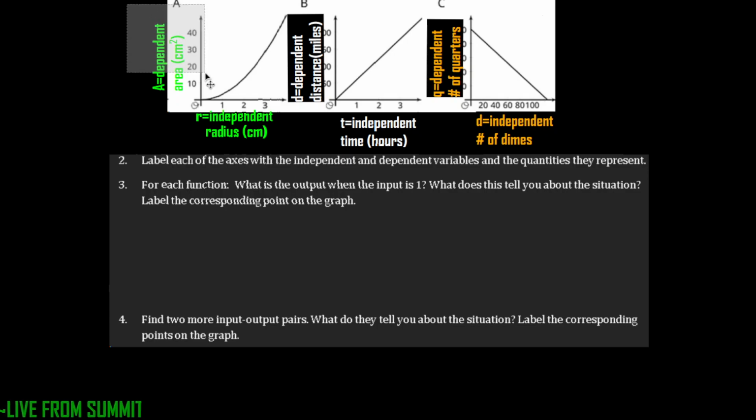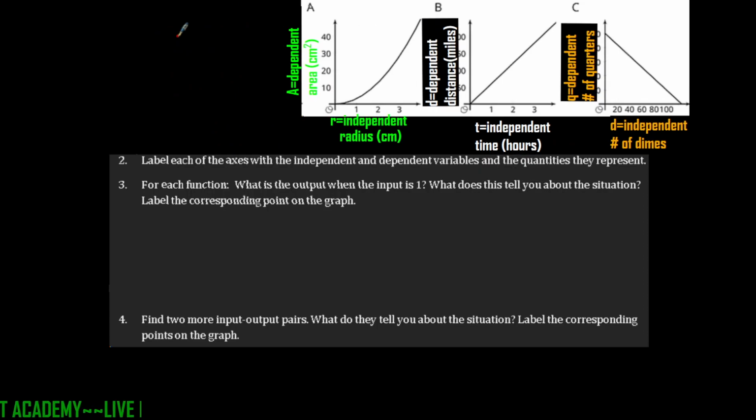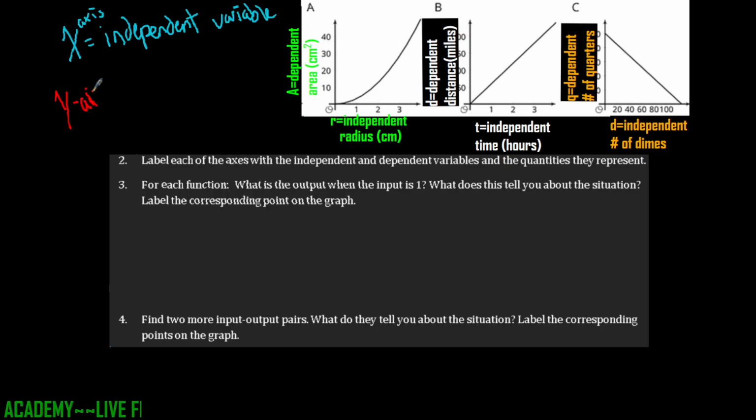Always remember a way to think about it. Let me move this to the side here. When you're thinking of x, the x-axis is usually the independent variable, and the y-axis is usually going to be our dependent variable. So that's an easier way to remember it. Okay, so now that you have those labels, we can move on to number 3.